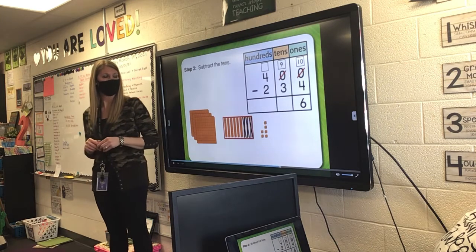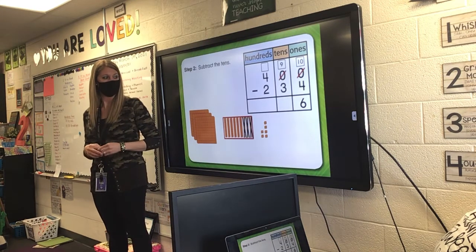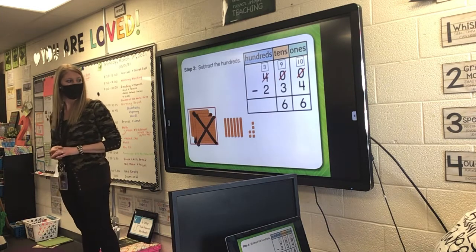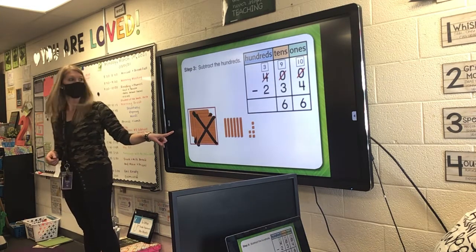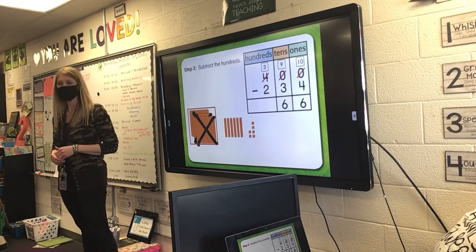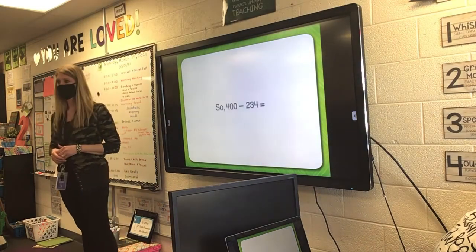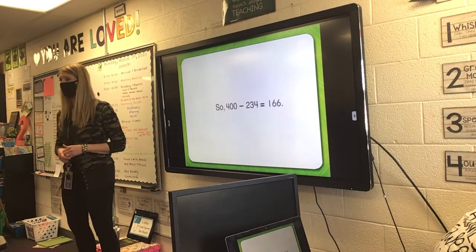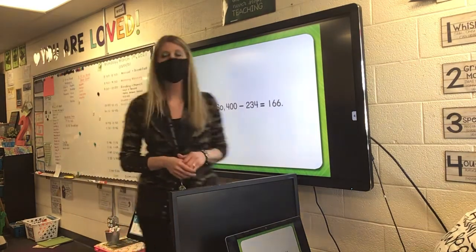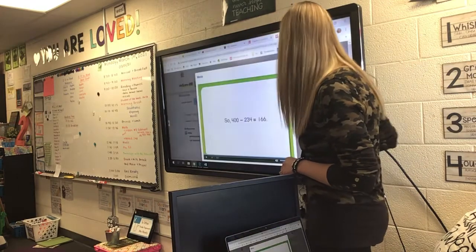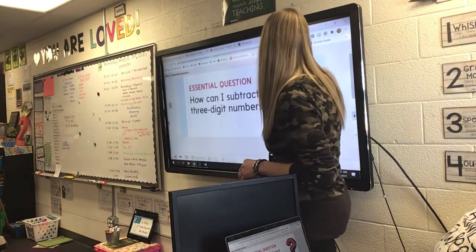You can take 3 from 9. 9 minus 3 equals 6. The third step is to subtract the hundreds. There are 3 hundreds left. 3 minus 2 equals 1. So 400 minus 234 equals 166. Good job.